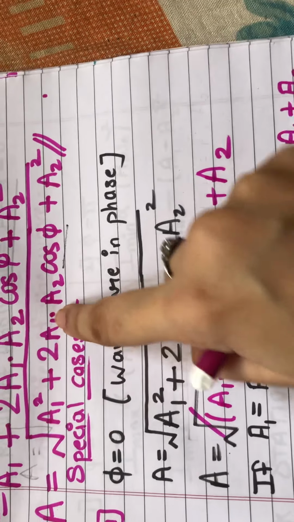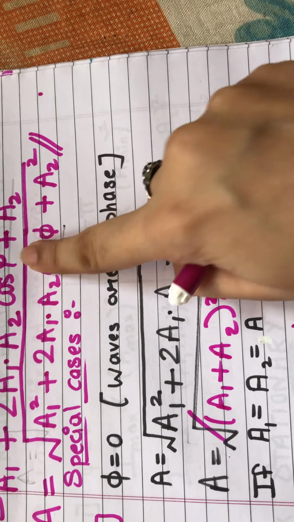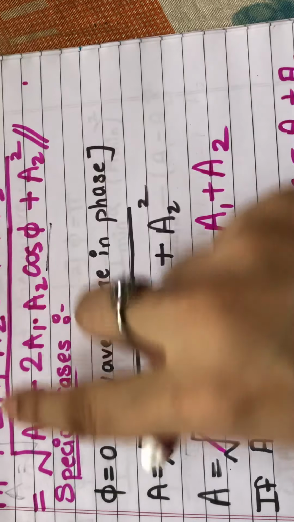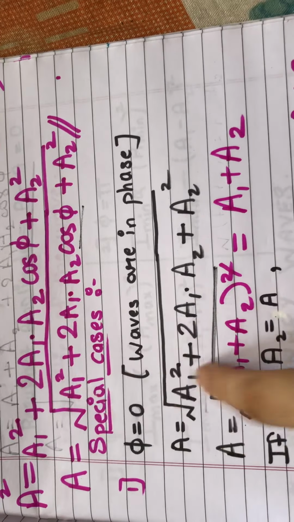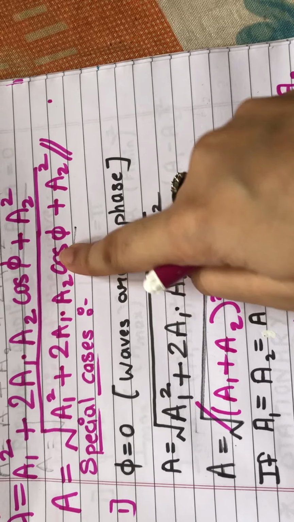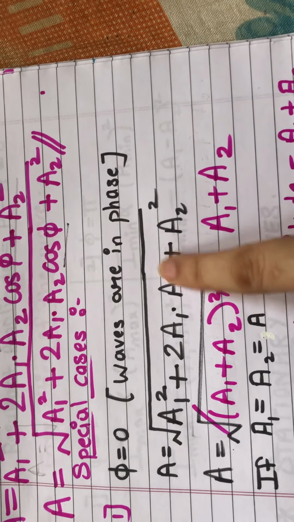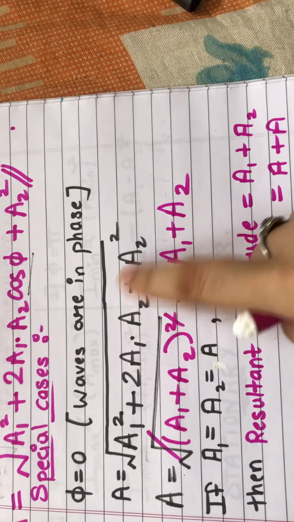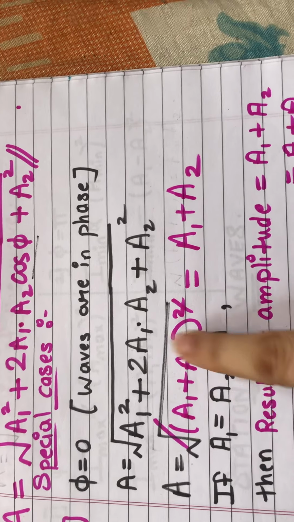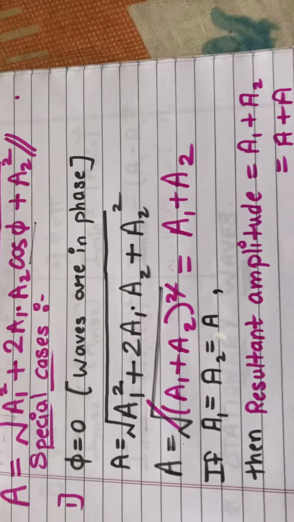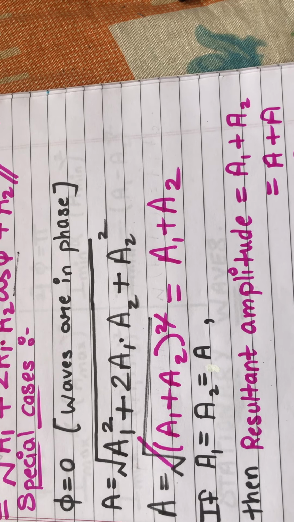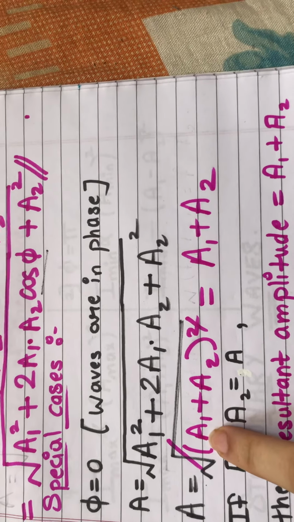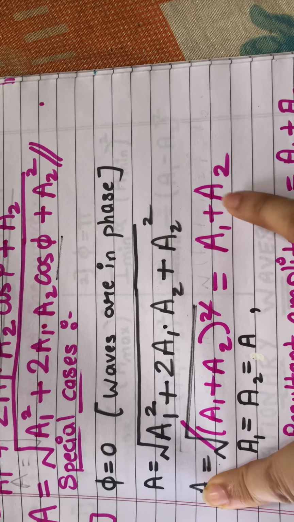So a1 square plus 2 a1 a2 cos of 0, which is 1, so this disappears, plus a2 whole square. So I'll write that A is equal to the square root of a1 square plus 2 a1 a2 cos of 0, which is 1, so just 1 over here, plus a2 square. Okay, now what is this? a square plus 2ab plus b square. It is this: a1 plus a2 the whole square. We have studied this expansion, that a square plus 2ab plus b square is a plus b the whole square. This square root and square get cancelled. What I obtain is the resultant amplitude is equal to a1 plus a2.